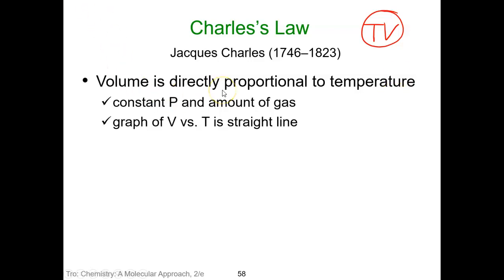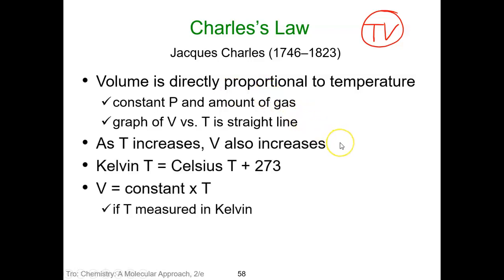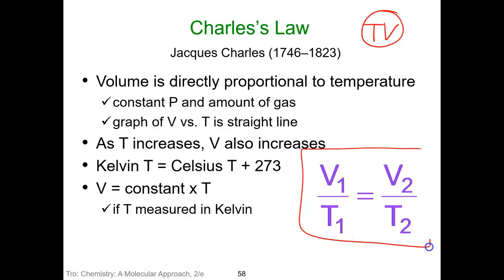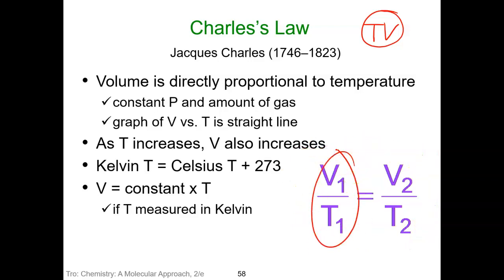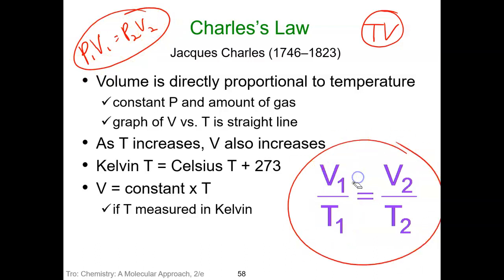And so volume and temperature are directly proportional. Directly proportional means if one goes up, the other one goes up. If one goes down, the other one goes down. That's directly proportional. You can also tell the difference between direct and indirect like this: if they're on top of each other, they are direct. If they are next to each other, they are inverse, right? This is what an inverse equation would look like. This is a direct equation.